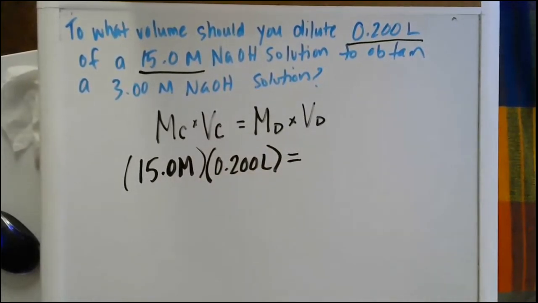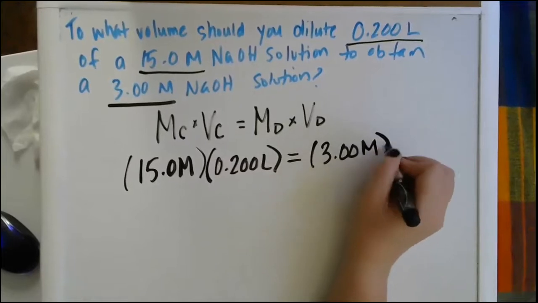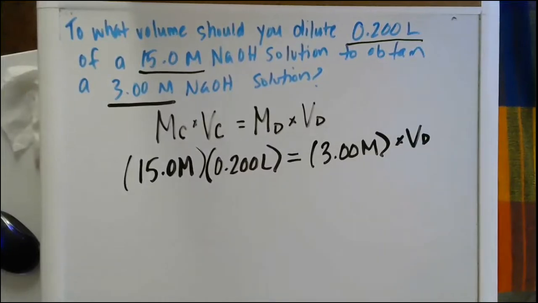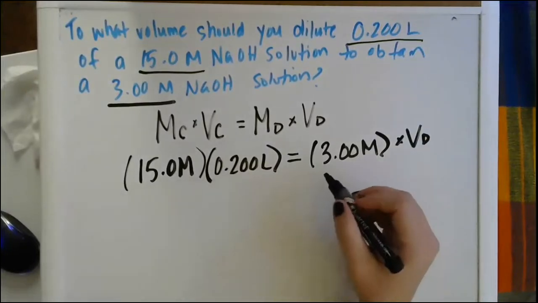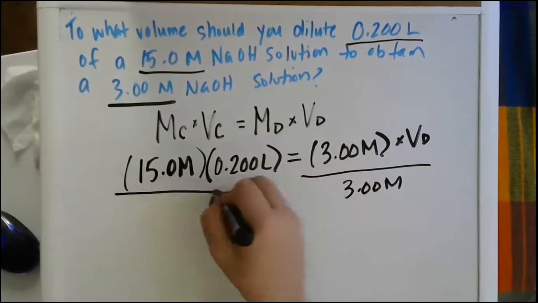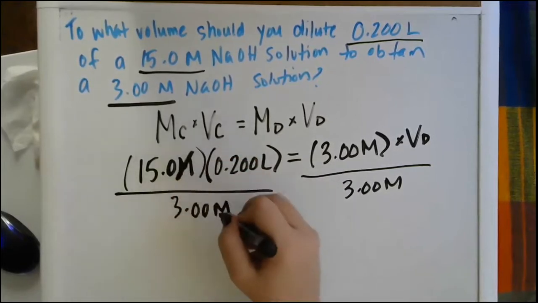Okay, now the molarity that we are trying to get to is 3 molar. All right, so we're starting at 15 molar and we want to dilute it to a 3 molar solution. And we don't know what this volume is. That's our unknown. So now we're going to divide this side by 3 molar. Okay, our molarities are going to cancel out.